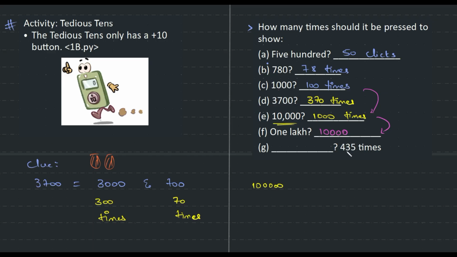So if I just press it 435 times, I'll end up with how much? 400 times if I press, I'll end up with, can you see? Yes, I'll end up with 4,350.